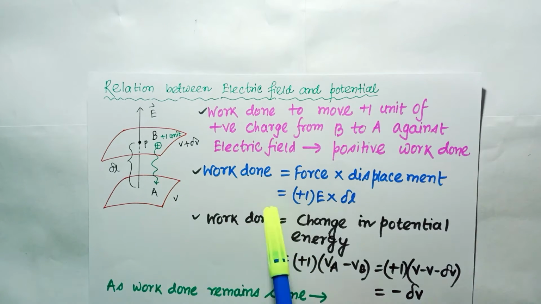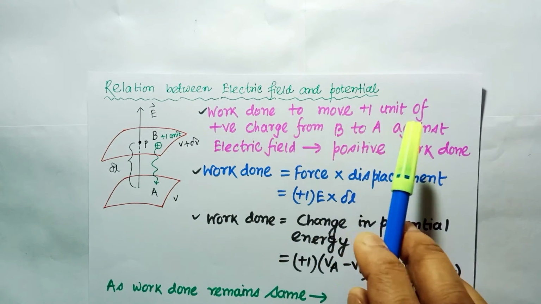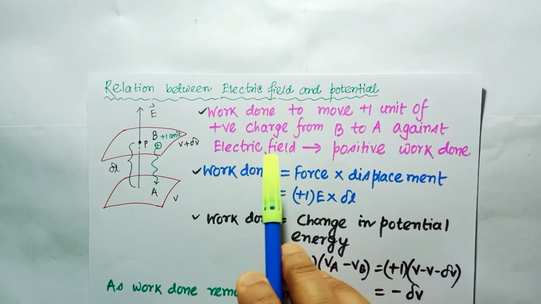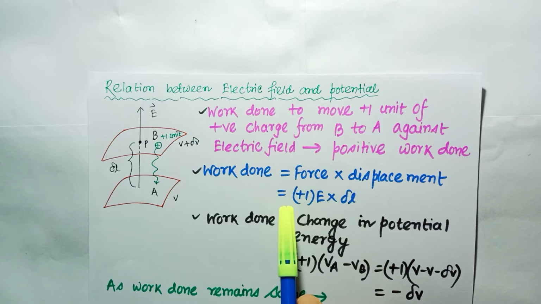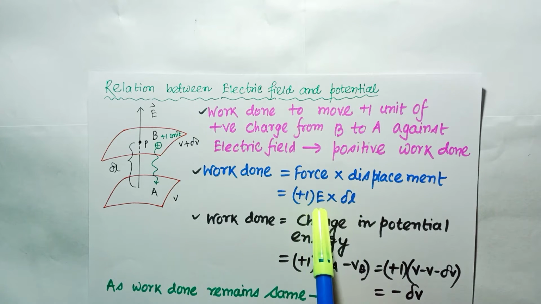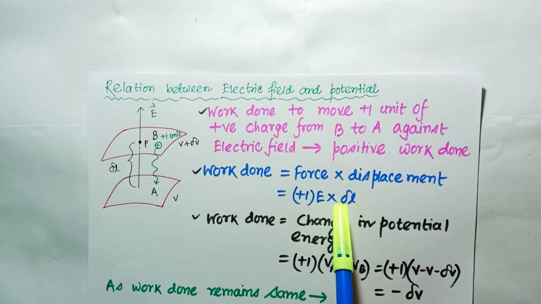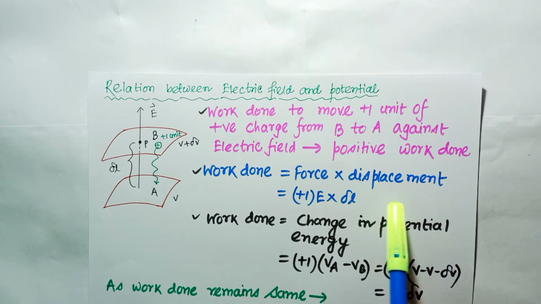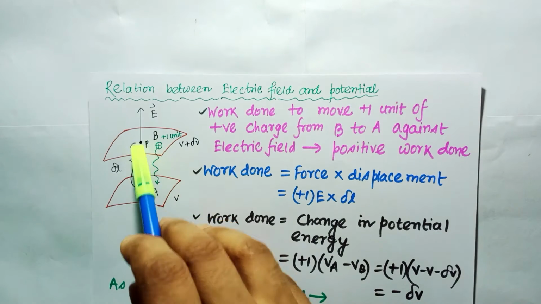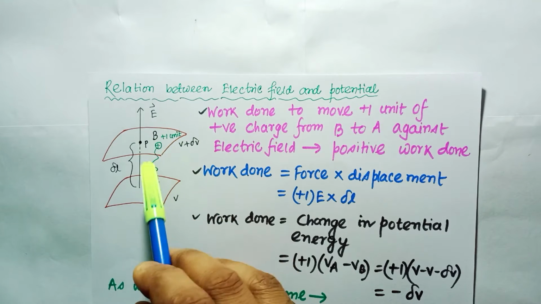So we can write that the work done to move plus 1 unit of positive charge from B to A, against the electric field, must be positive work, and the work done is equal to force times displacement. The force is equal to charge times electric field, so it means plus 1 times E, the electric field, times delta L. This is the displacement, the perpendicular distance between the surface B and A.